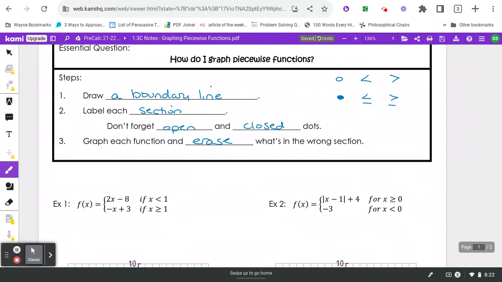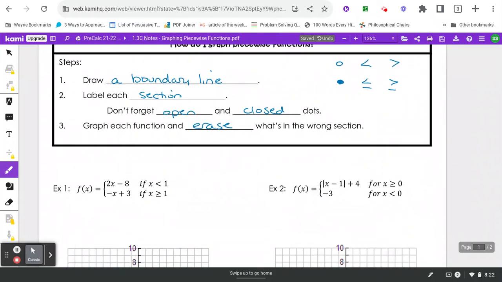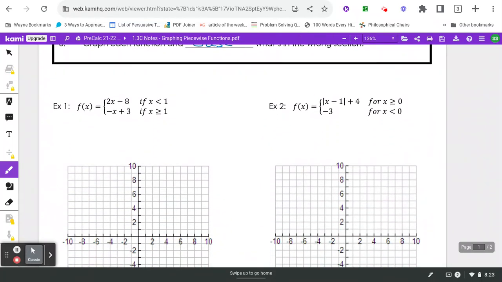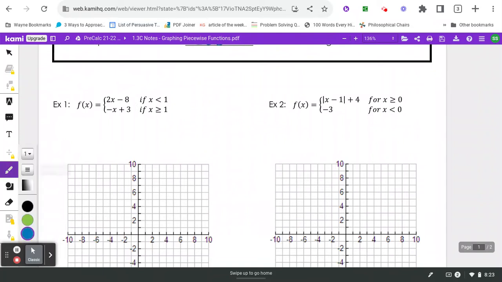So you might need a colored pencil or a different color pen in order to do this one for your boundary line. So example number 1, I'm going to start with my boundary line at 1.